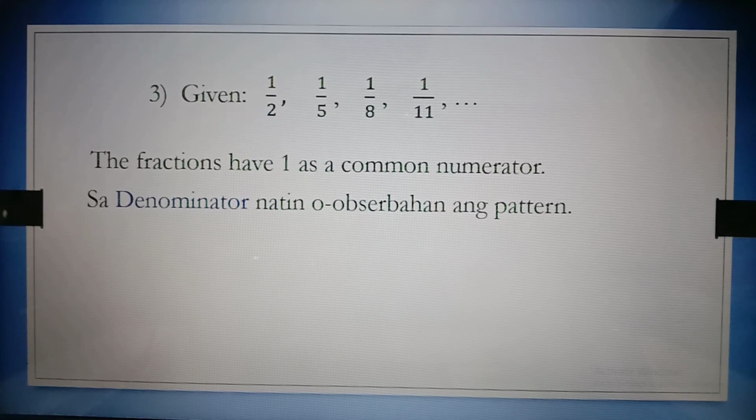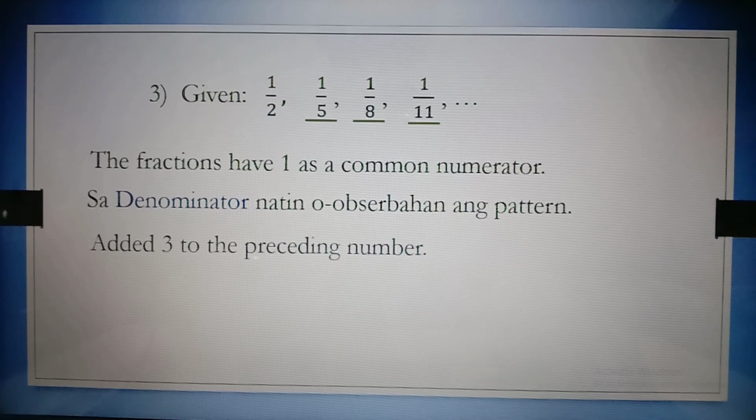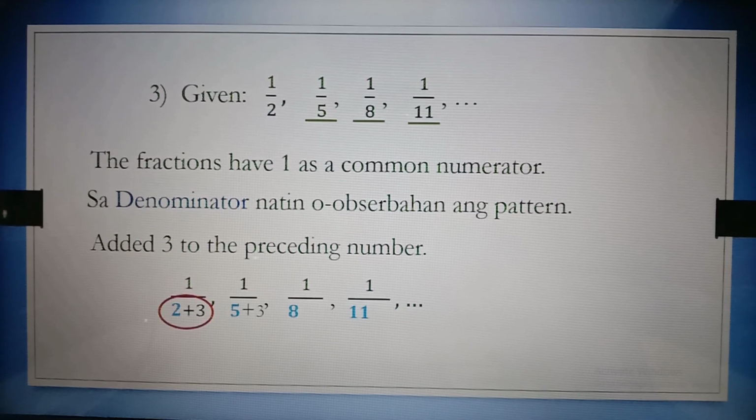Ano ba ang idadagdag sa 2 para maging 5 at yung 5 para maging 8 at yung 8 para maging 11. So, kung makikita mo, talagang magdadagdag tayo ng 3 to the preceding number. Ibig sabihin, 2 plus 3 magiging 5. And 5 plus 3 magiging 8. Then 8 plus 3 magiging 11.